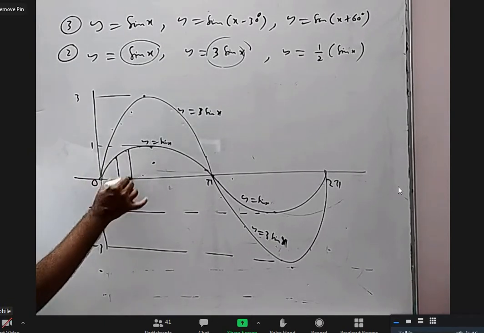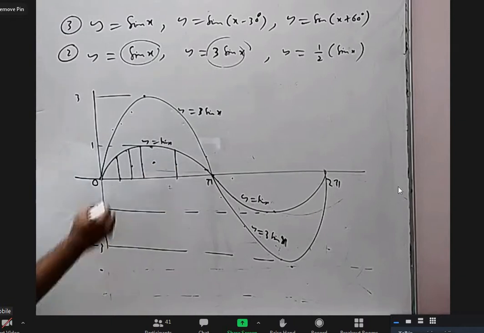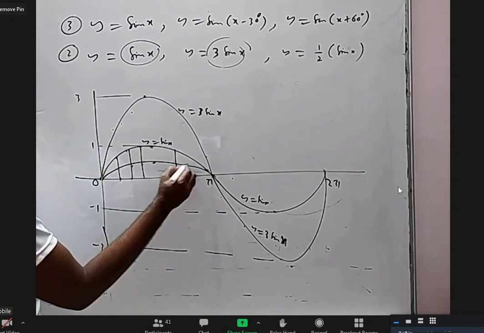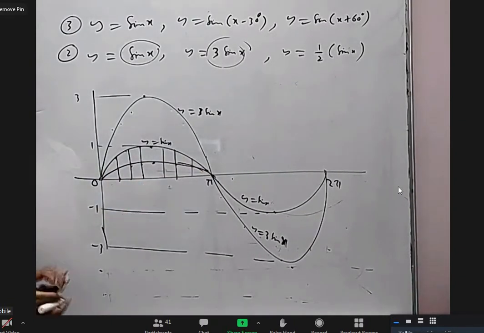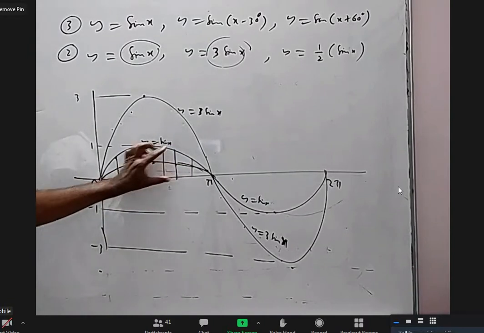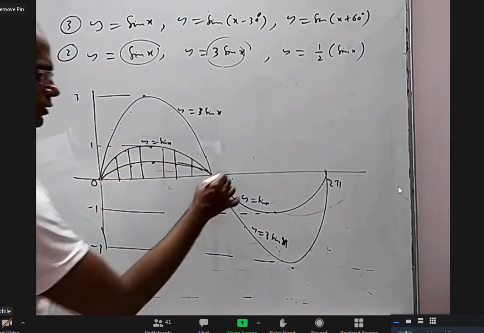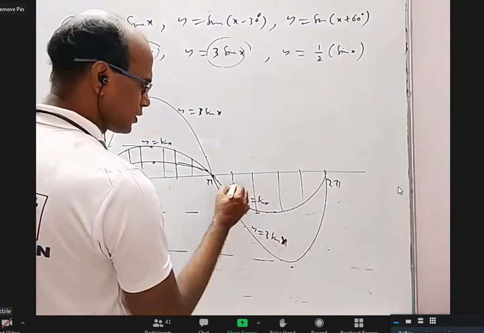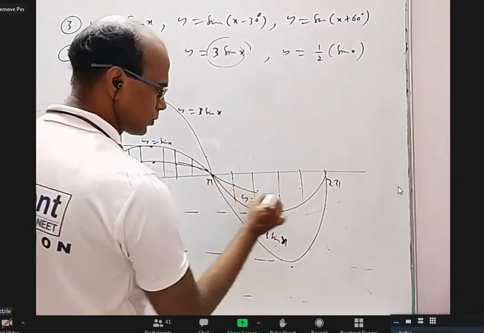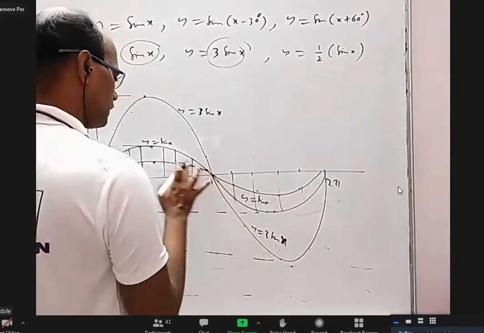Take this midpoint, take this midpoint, take this midpoint, take this midpoint. Join all the midpoints of every vertical segment. Because this height should be half of this, this height should be half of this, this height should be half of this. Similarly, take all these vertical segments and take all their midpoints. Of course, you don't have to draw these vertical lines, just to give an idea.